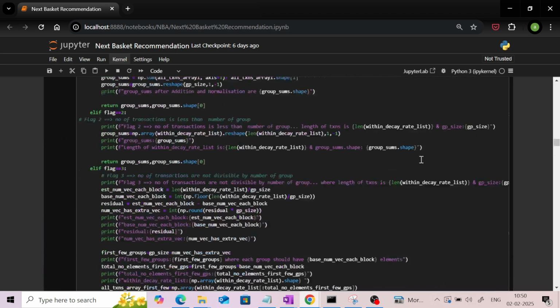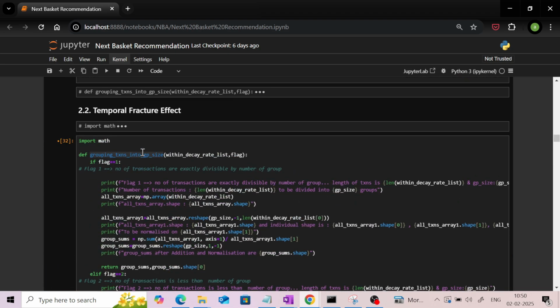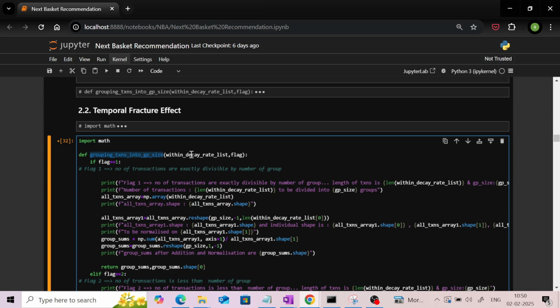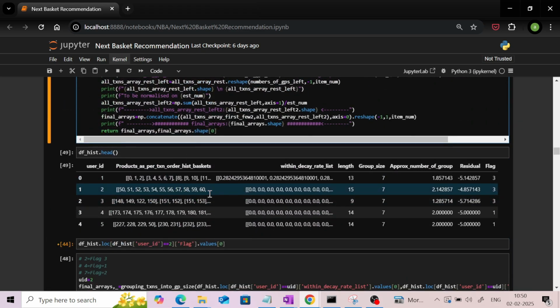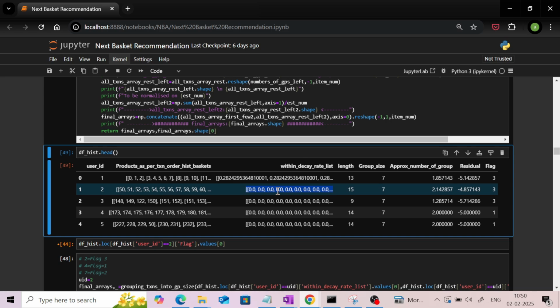As we saw above, grouping transactions into group size takes two parameters as input. One is the within decay rate list, which is the output of temporal ripple effect, and the other is the flag value. For user ID 2, we have created a within decay rate list column whose length is also 15. So for 15 transactions, we have created an embedding vector using the concept of temporal ripple effect. That will be the input, and the flag value, which is 3.